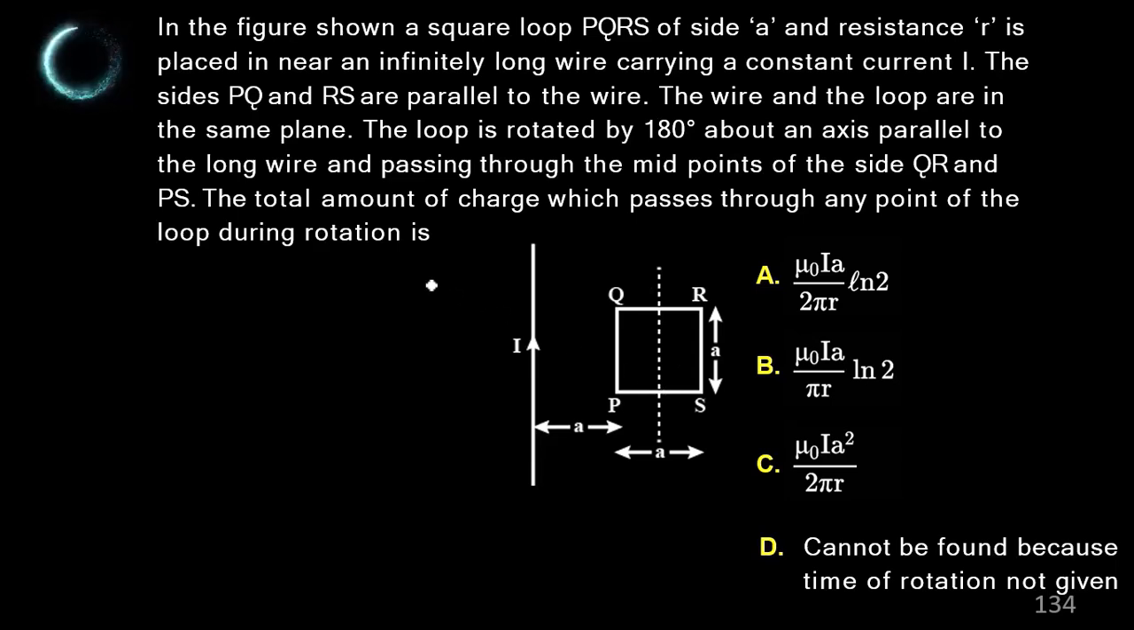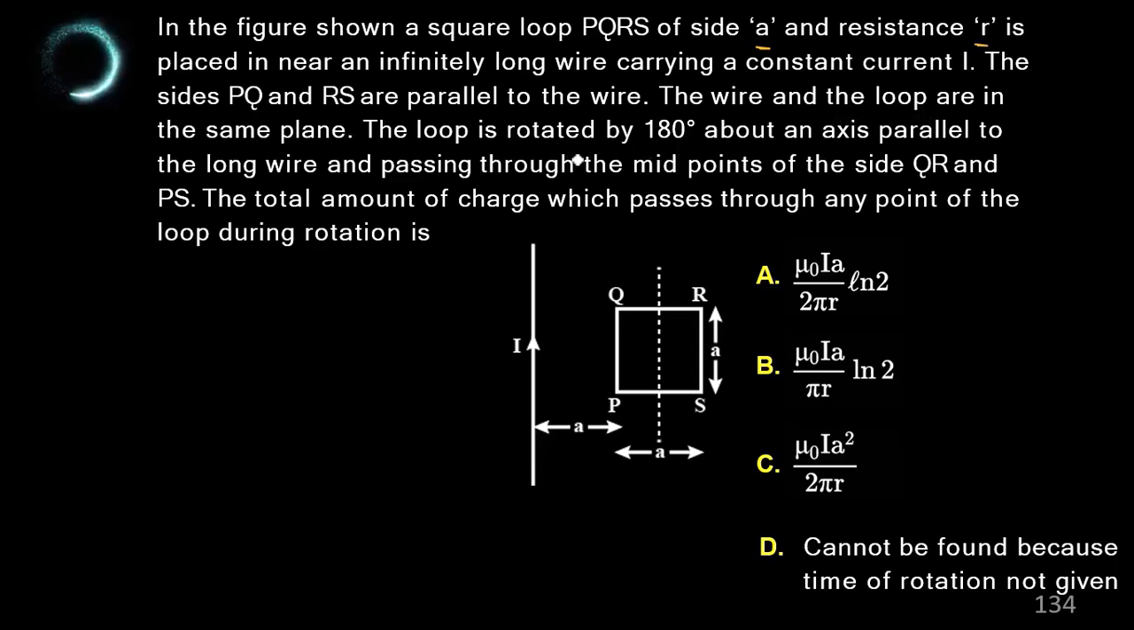So there is a loop PQRS of side a. The resistance of the loop is R, and it is placed near an infinitely long wire carrying a constant current I. The sides PQ and RS are parallel to the wire. The wire and the loop are in the same plane.